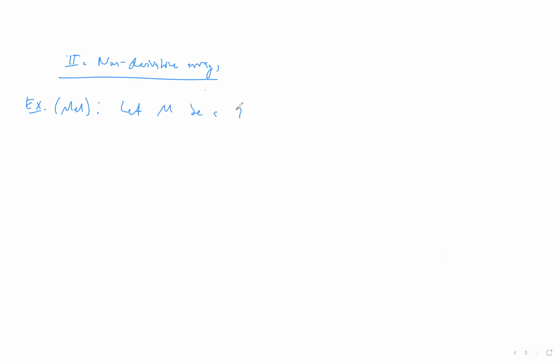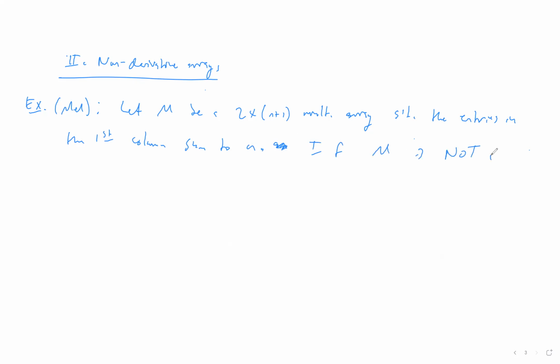Okay, so let M be a 2 by n plus 1 multiplicity array such that the entries in the first column sum to n. So if M is not of the following form, and I'll write in a moment what it is, then M is not a derivative array for any choice of f and tuple lambda.